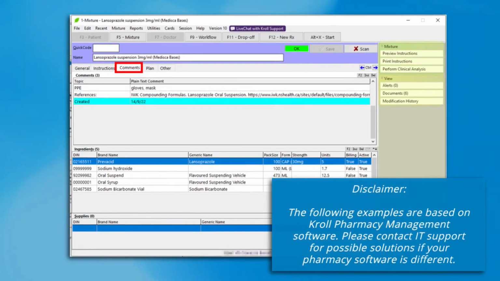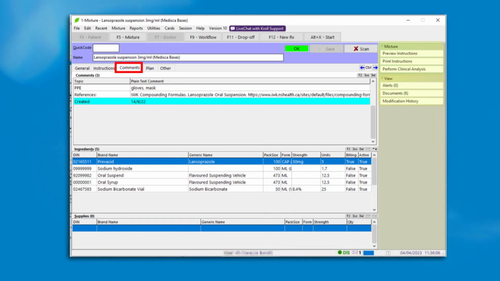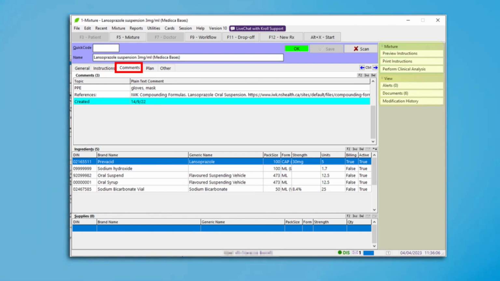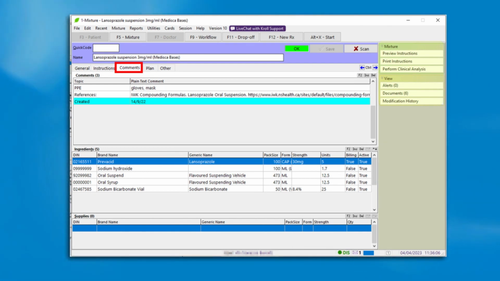If you didn't want the entire MFR to print each time a compound is processed, you could use the comments section to record each element of the MFR. You can see in the example that different elements are listed as their own topic. The compounder can review the information quickly when stored in this format.